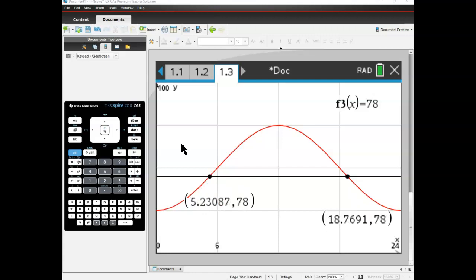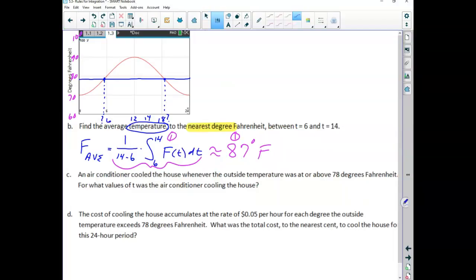So, to answer our question, we will come back and we will say, oh, this is going to be for t greater than or equal to, what was my first one? 5.231, but less than or equal to, because it says at or above, so the equal to needs to be there, 18.769.